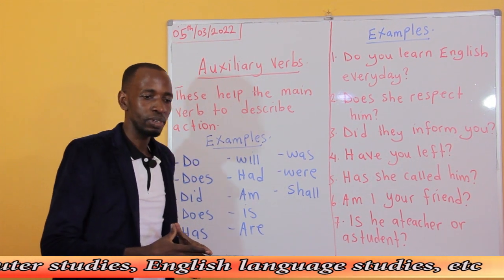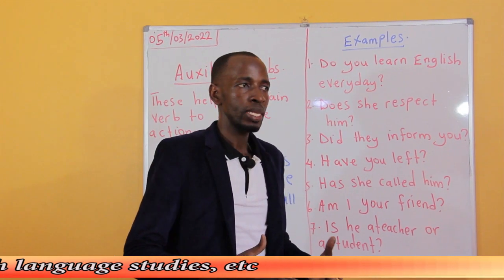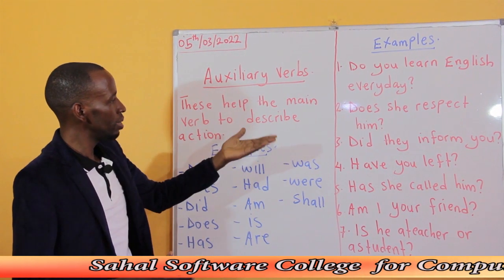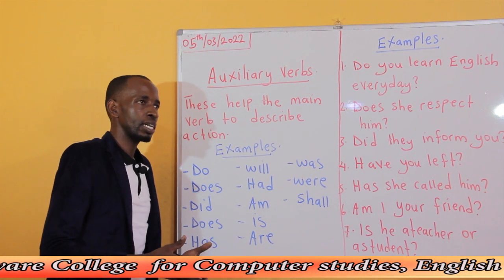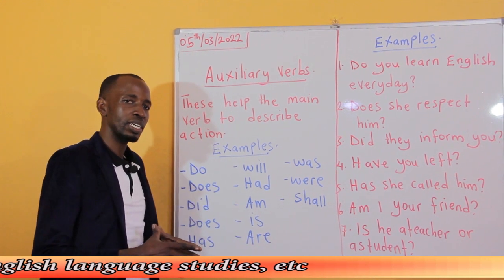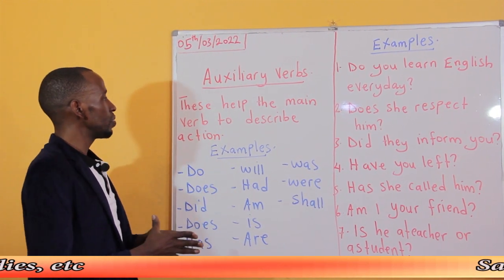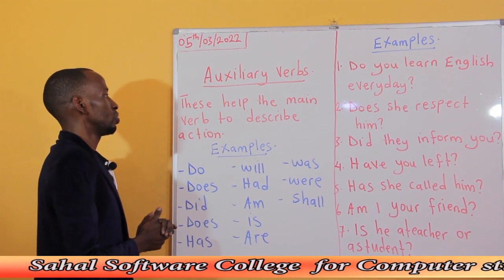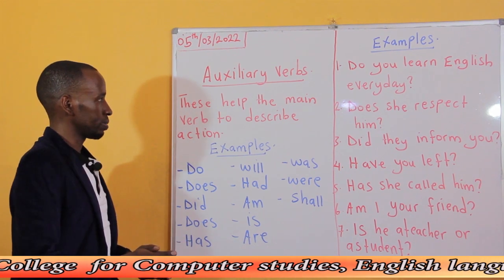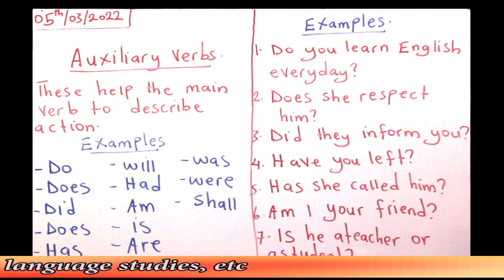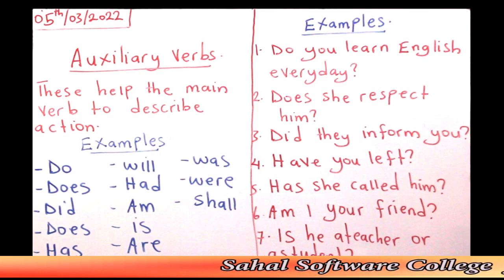Most of the time they are called helping verbs. Helping verbs, it comes from the word help. So they help the main verb to make a sentence, or without them, it's very hard to make a good sentence. Now, let's first go to the definition. These help the main verbs to describe action.